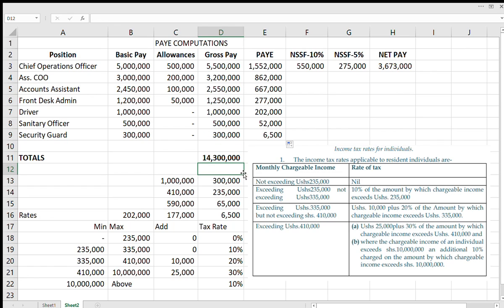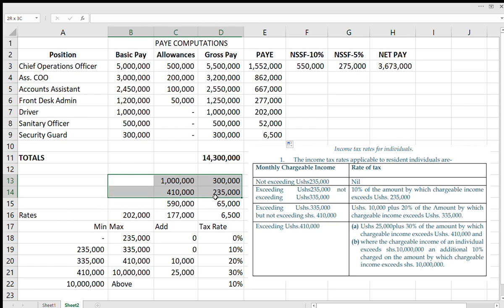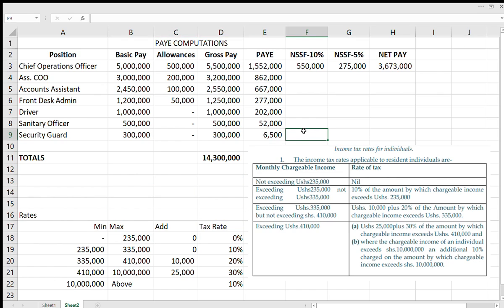So you can see that it has even computed for us what we did manually here. For 30,000 gross pay, the person pays tax of 6,500. For 1 million, it has already calculated here that the person is paying 202,000. So we don't need this. I'm going to delete it. It was for us to practice.